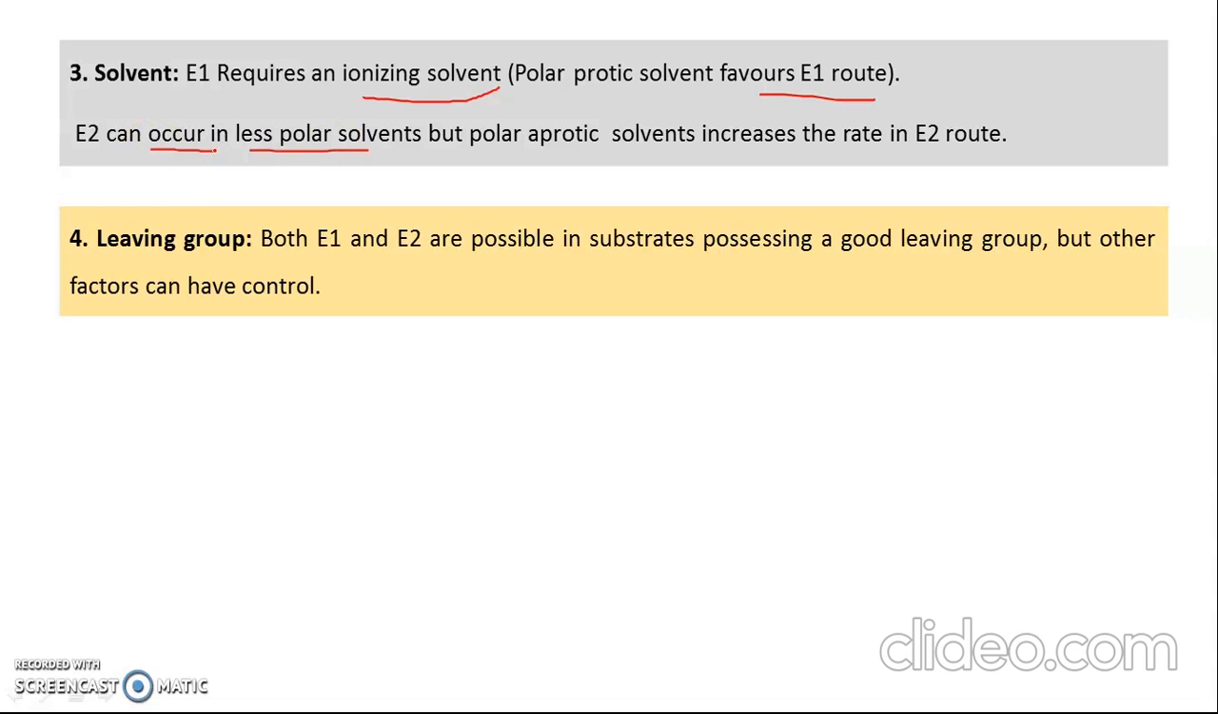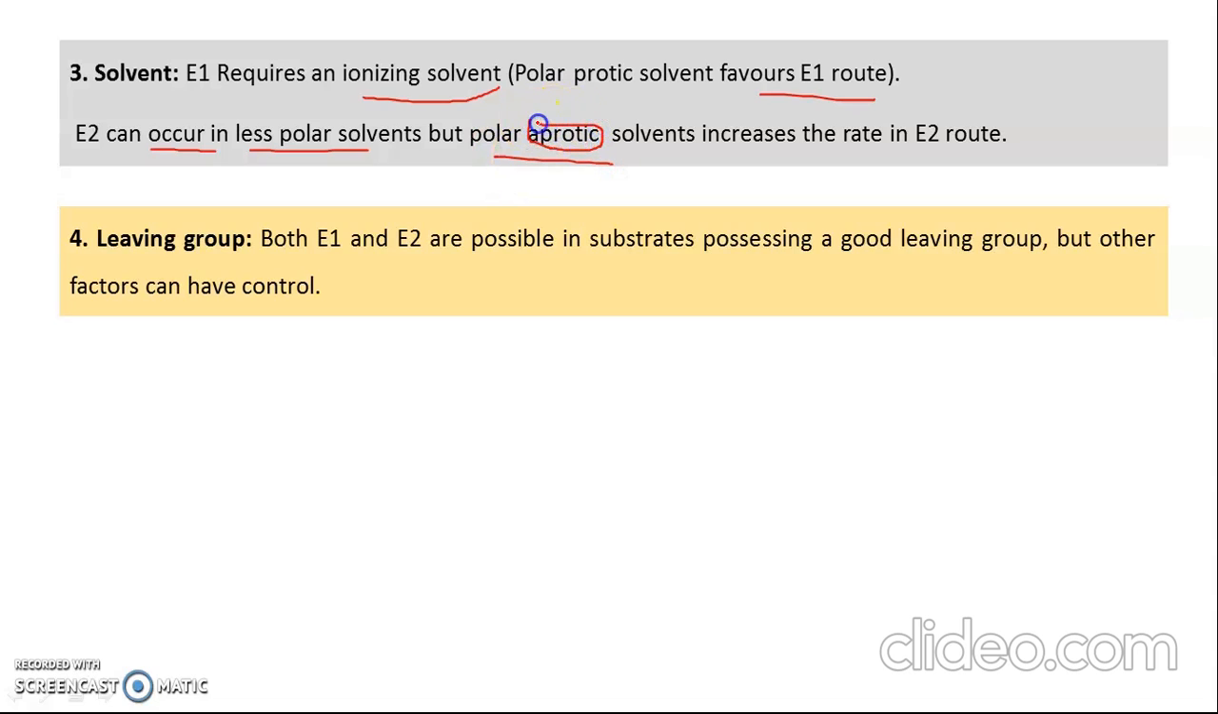Why? Because if you compare E1 with E2, in case of E1 there is a full positive charge formation in the intermediate, so obviously it is more polar. So though polar solvent is favorable in case of E2, if it is less polar, there is no such problem. E2 can occur, because if you compare the transition states of E1 and E2, the E2 transition state is not so polar compared to E1. That is why it can also occur in less polar solvent.